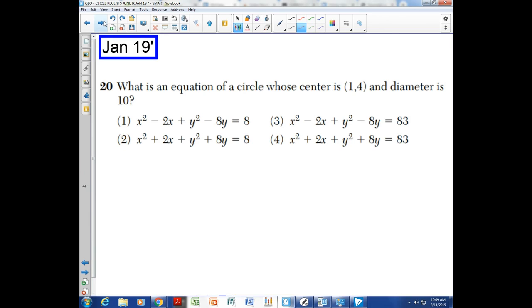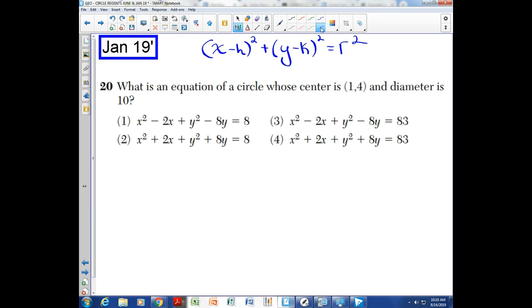Number 20. What is an equation of a circle whose center is 1, 4 and diameter is 10? And I could see that all of these answers are kind of in a standard form. Well, once again, we're going to remember that the center radius form of a circle looks like this, right? We take the x and the opposite of our x squared plus our y and the opposite of our y squared equals our radius squared. So what I'm going to try to do is first put this into the simple center radius form and then try to work it out into a standard form.